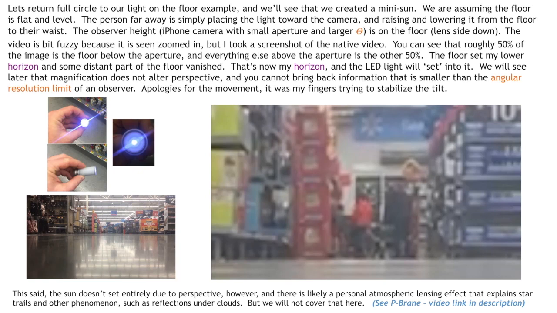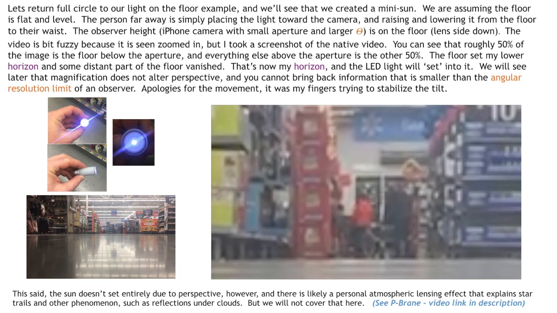The video is a bit fuzzy because it is seen zoomed in, but I took a screenshot of the native video, and you can see that roughly 50% of the image is the floor below the aperture, and everything else above the aperture is the other 50%. It's just slightly tilted in that example. But you can see how the bottom is the floor and the top is everything else. The floor has set my lower horizon, and some distant part of the floor has vanished. That is now my horizon, and the LED light that you can see I'm holding in my hand will set into it.